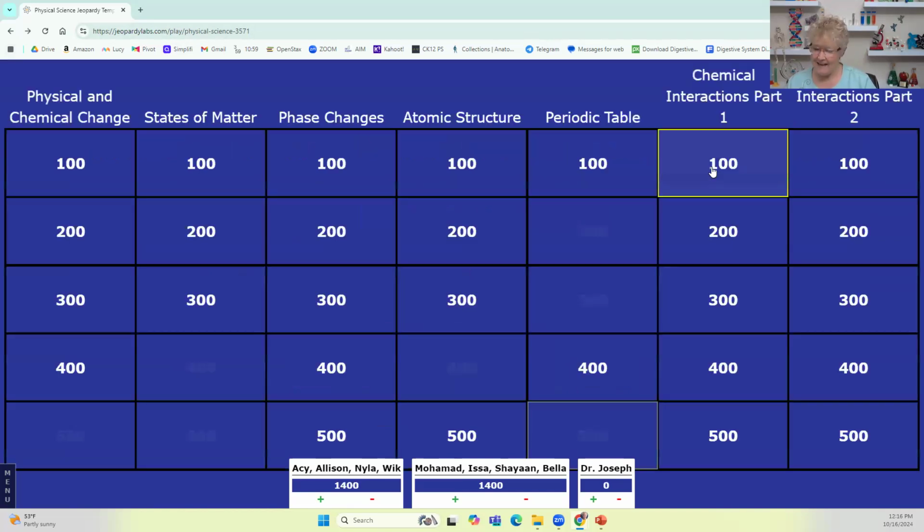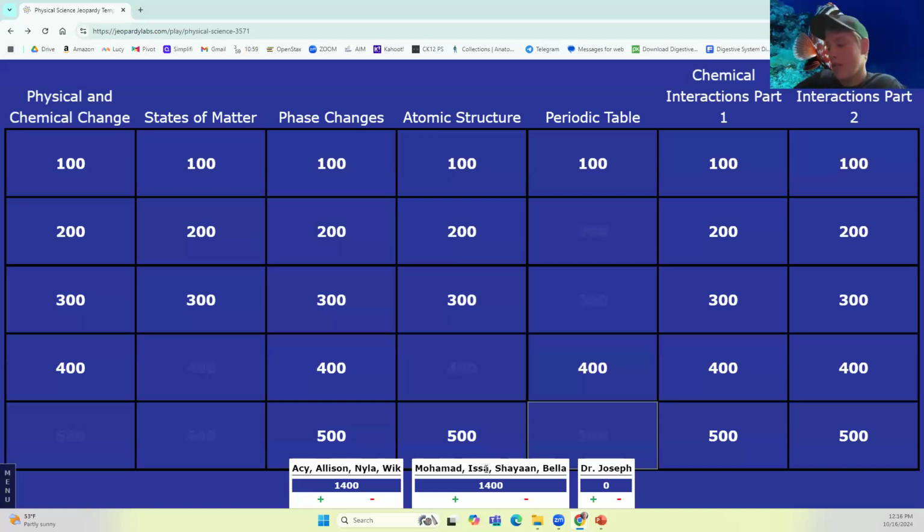All right, and next we have Isa. Isa, can you hear me now? I think Isa's having trouble being able to hear. All right, so we will go to Cheyenne. Atomic structure 500. Sorry, that was real staticky. Say it again. Atomic structure 500.